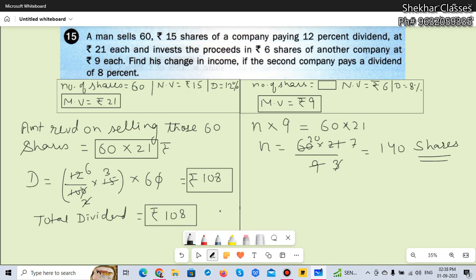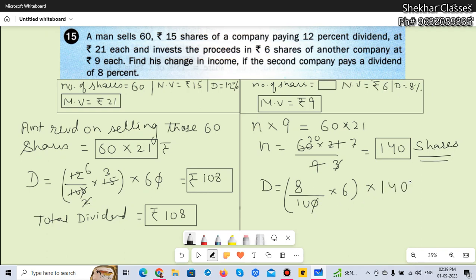Fine. Now what is the dividend he will get in the other one? So dividend here will be how much? What is the rate? 8%. So for one share it will be 8 per cent. Cent is what? Per cent. This is 100. And of what? The nominal value. What is the nominal value? 6 rupees. This is for 1 share. How many shares has he bought? 140 shares here, right? So it will be for 140 shares.